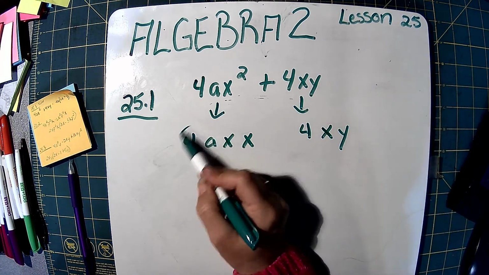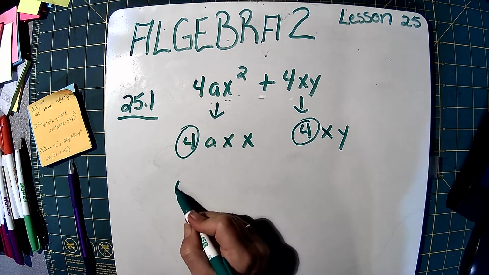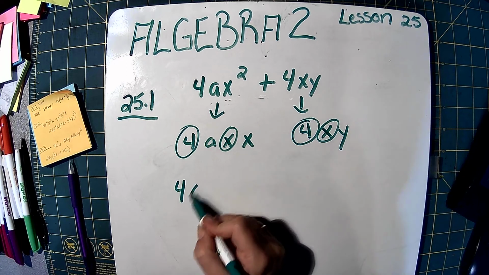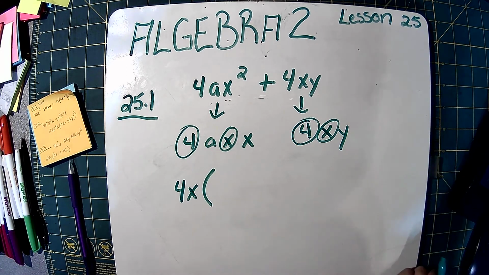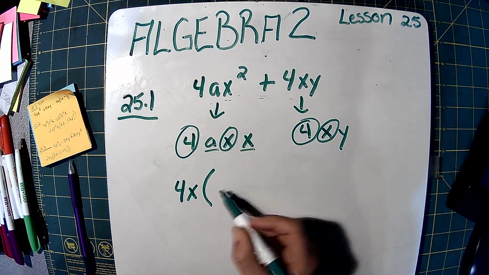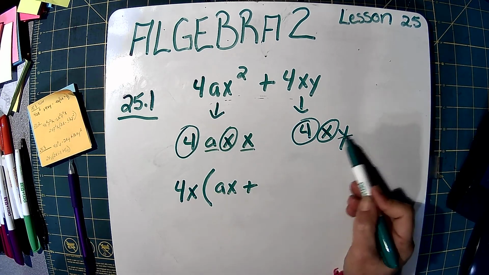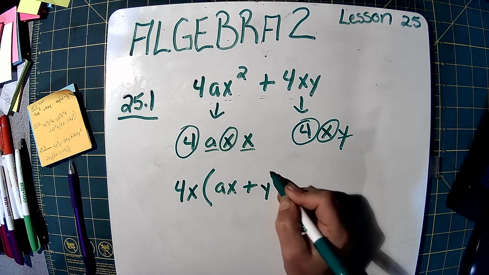Now, both of these have a 4. Both of these have at least one x. Okay, now what's left? A and x in this one. And this one, the only thing that's left is a y.